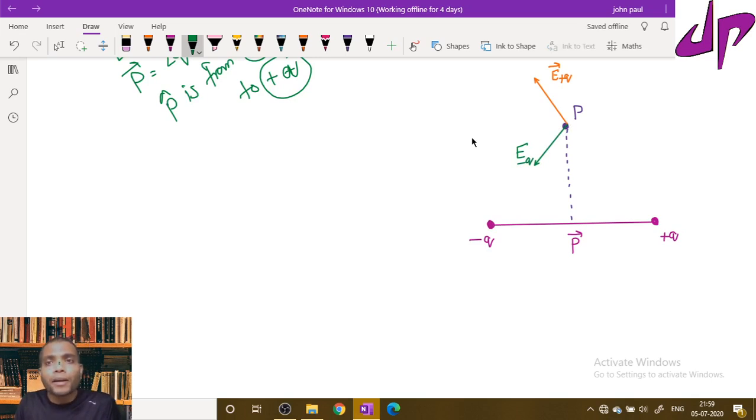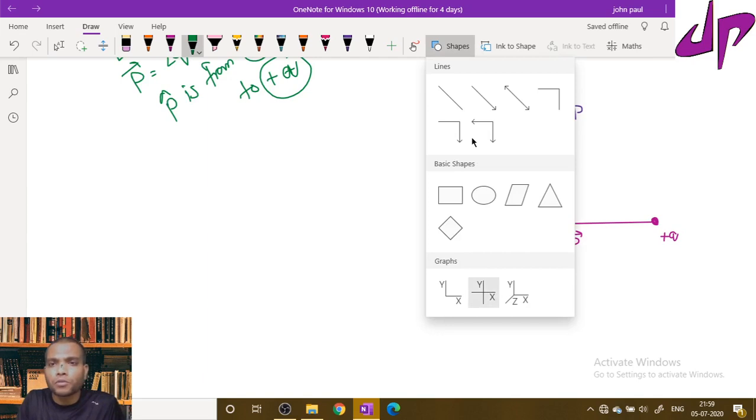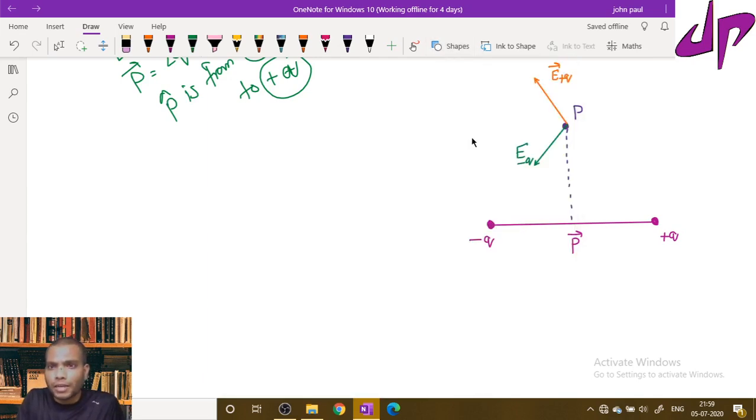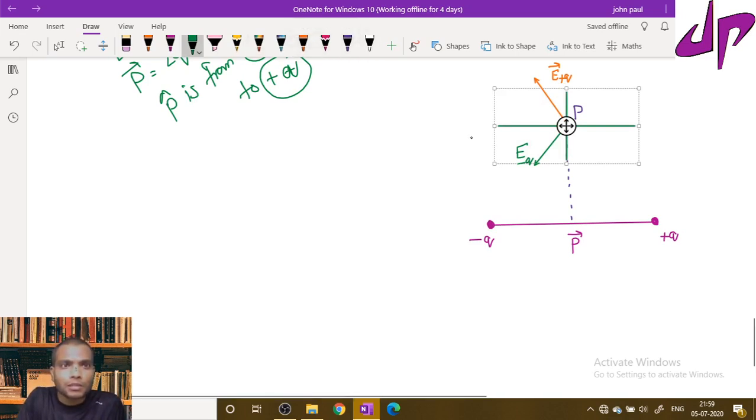Now I need to find the resultant electric field at point P because of these two electric fields. To find the resultant electric field, what we have to do is bring a coordinate system there. So let me take a coordinate system. This is the coordinate system at point P, which I would like to highlight with this blue color.